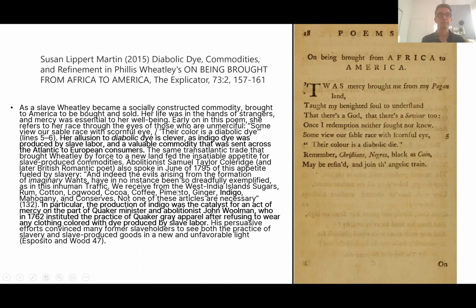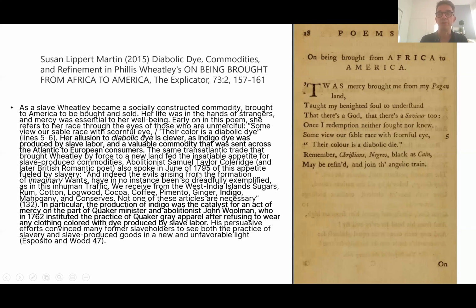And so a Quaker is a sect of Christianity, and they're kind of radical dissenting figures who are dedicated to, say, pacifism, for example. And so we have here in this one line, this color is a diabolic dye, in quotation marks. This is something that she's imagining that some, say, white supremacists, saying about Black people, saying that Black people are Black and that Blackness is a sign they've been touched by the devil, therefore they can never become true Christians. But she, according to Lippert Martin, Phillis Wheatley is actually alluding here to indigo, to the indigo trade, and saying that the diabolic dye is actually this dye is produced by slave labor.